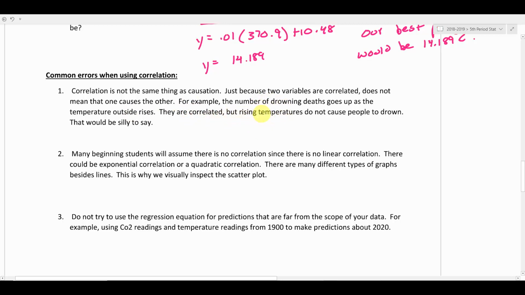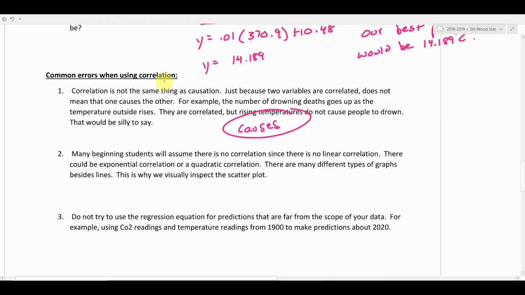Right, so there's a big difference between correlation and causation, and you need to make sure that you watch out for that. Okay, so if you see something on your final or on the test that's like, hey, this thing causes this thing, right? Look for the word causes, instead of correlates.